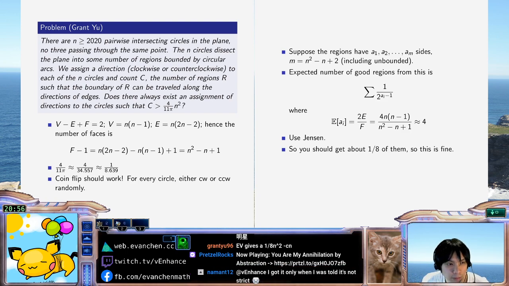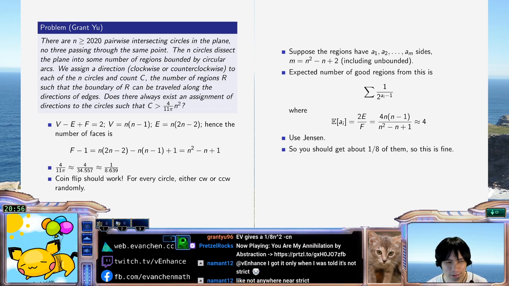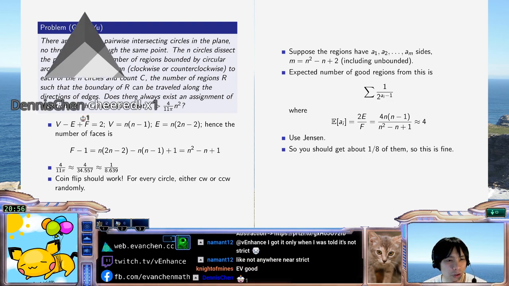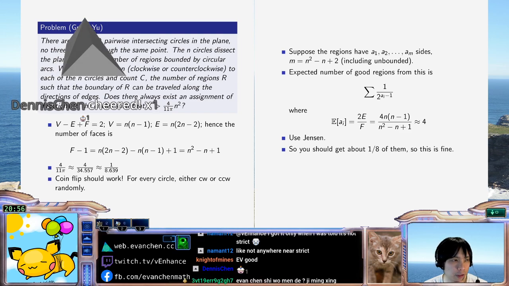Yeah, 1/8 n squared minus cn. Yeah. That's so nuts. It's not strict. Actually, I think that I only needed to know the bound was of this shape, like n squared times a constant, for me to suspect that it should be probabilistic.